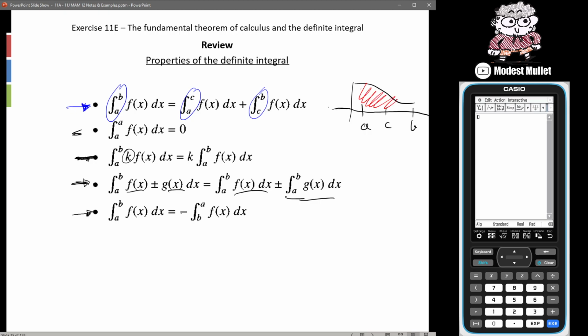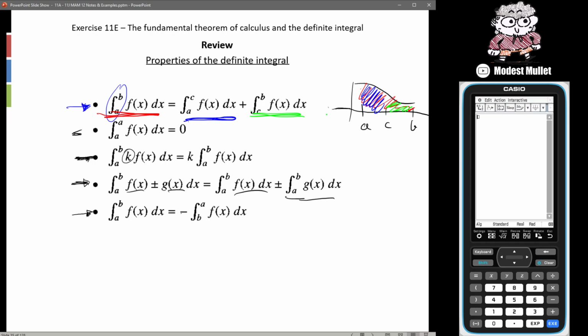The area all the way along, which we'll say is from A to B, is the same as the area from A to C, that bit there, and the area from C to B. It's just breaking it down into smaller parts.